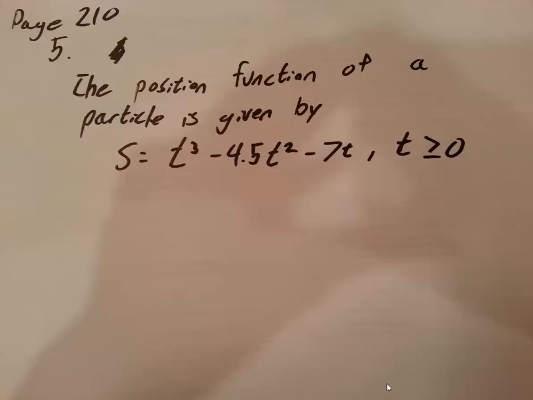Alright, so question 5, page 210, basic physics problem. The position function of the particle is given by the equation s equals t to the third minus 4.5t squared minus 7t, for all values of t being greater than 0. So, basic.